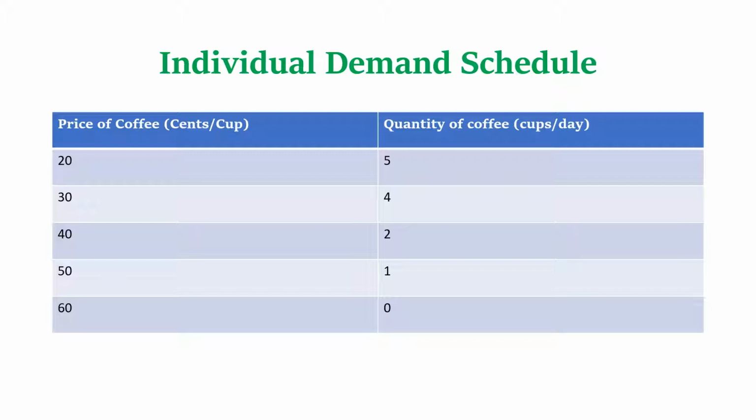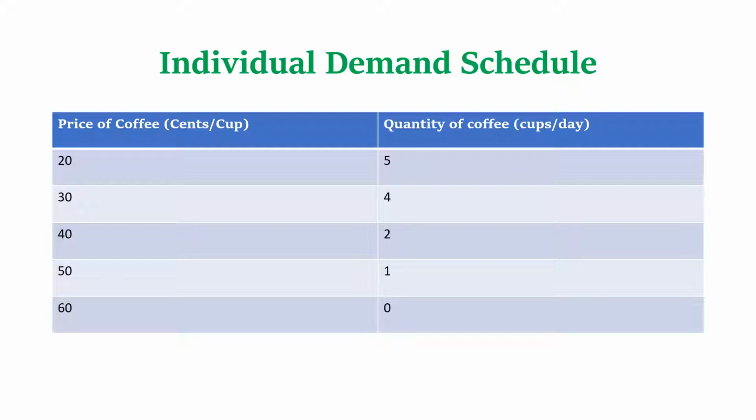The demand falls to what? To 4, right? When it continues to increase, what happens? The demand continues to fall. And when it goes to maybe 60 cents, I can't afford to buy that coffee at that price, so I'm not going to buy anything, right?